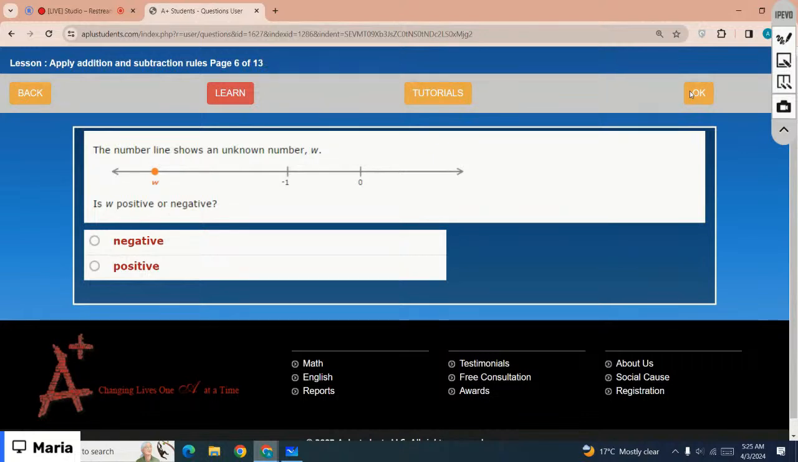Yes, the correct option is W is negative, because W is on the left hand side of the 0, so that must be negative, right? You just have to see the position of the 0. If the number is on the left hand side of the 0, that means it must be negative, and if the number is on the right hand side of the 0, that means the number is positive, right? Okay, you can complete the lesson by yourself later today. Let's just move on to the next lesson.